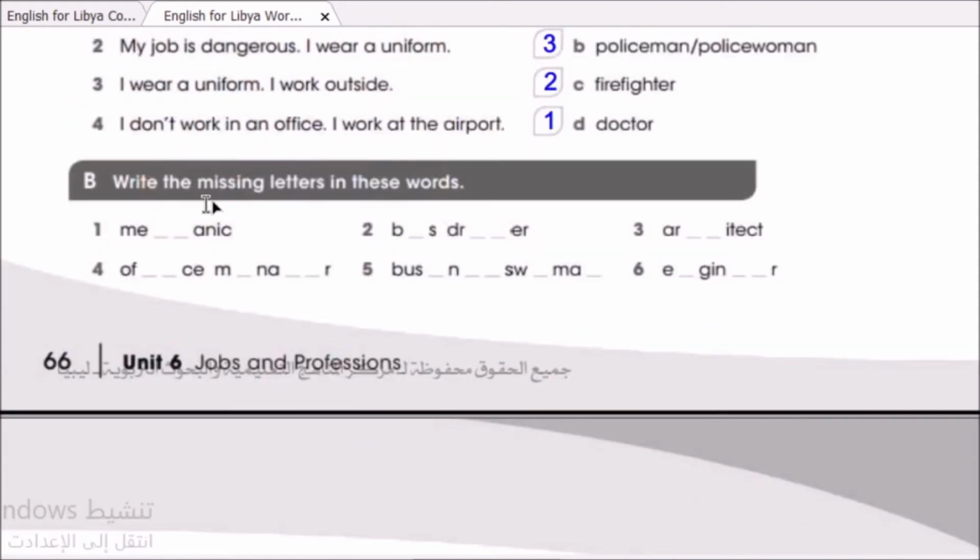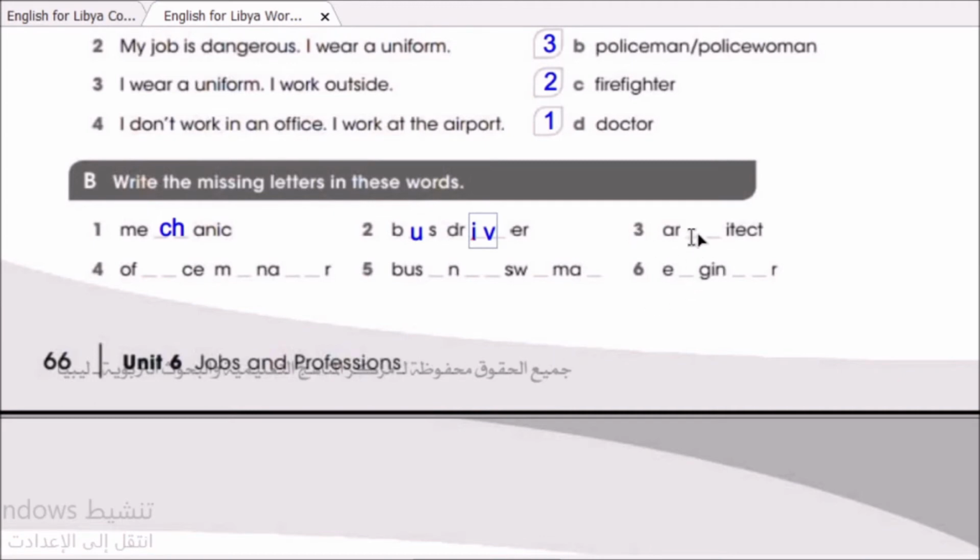Question B, write the missing letters in these words. As you can see here, we have 6 jobs. You have to fill the gaps. You can stop the video, answer the question, and then come back and check. Now, let's check together. Number 1, we're missing a C and H. C and H, very good, because it's a mechanic. Good job. Now, number 2, what do you think it is? Very good. So it's a bus. Very good. Driver. Very good.